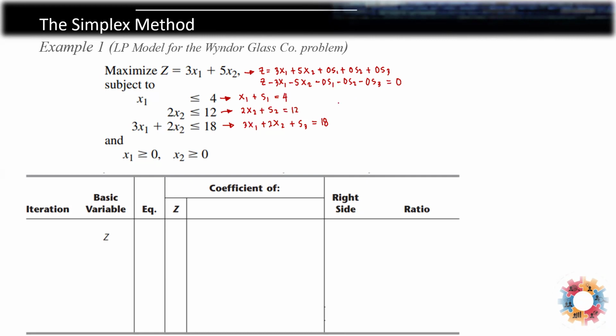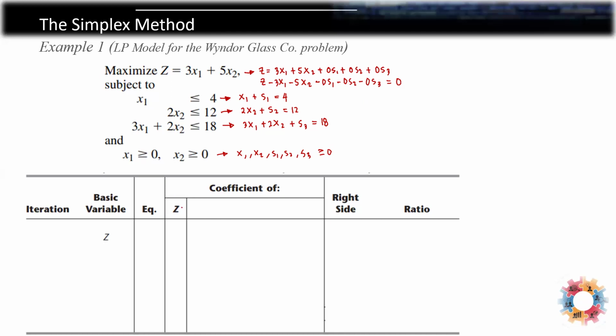And then, of course, your non-negativity constraints now include the slack variables. So you have x1, x2, s1, s2, s3 greater than or equal to 0. So these are our non-negativity constraints.